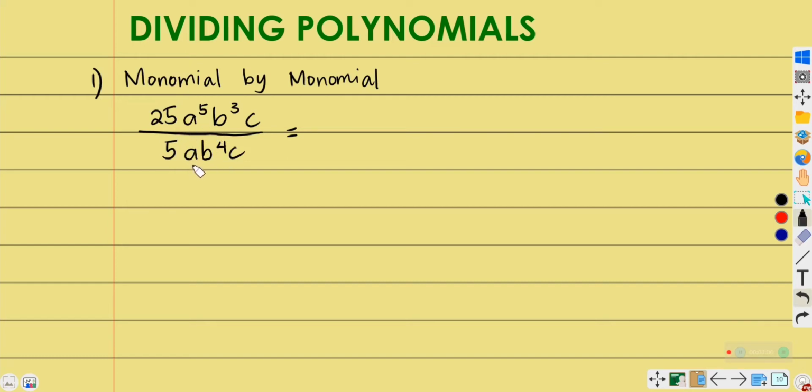Ginawa ko siyang sama-sama sa isang problem lang para makita ninyo yung gagawin kapag na-encounter ninyo yun. So, sa A, mas mataas ang exponent ng A sa numerator. Sa B naman, mas mataas sa denominator. And then yung C, equal. C raised to 1, C raised to 1. Ano po? So, paano mangyayari diyan?